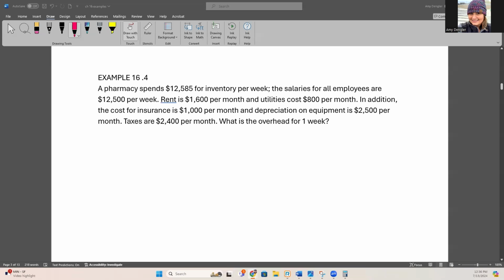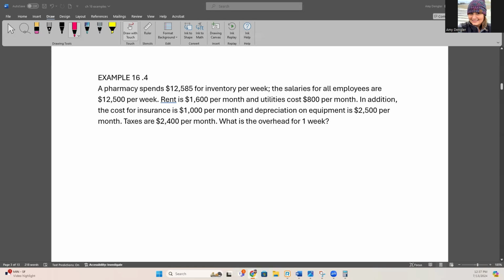Example 16.4, a pharmacy spends $12,585 for inventory per week. The salary for all employees is $12,500 per week. Rent is $1,600 per month and utilities cost $800 per month. In addition, the cost for insurance is $1,000 per month and depreciation on equipment is $2,500 per month. Taxes are $2,400 per month. What is the overhead for 1 week?